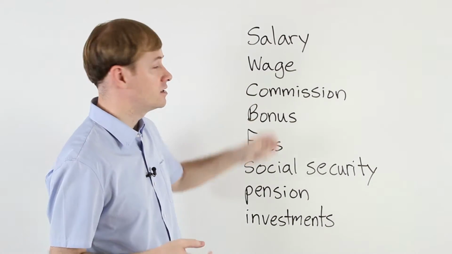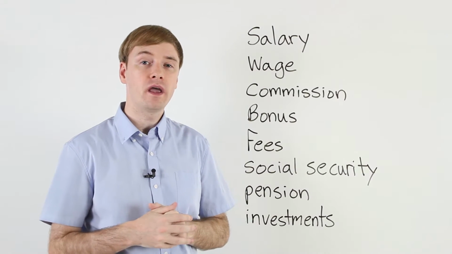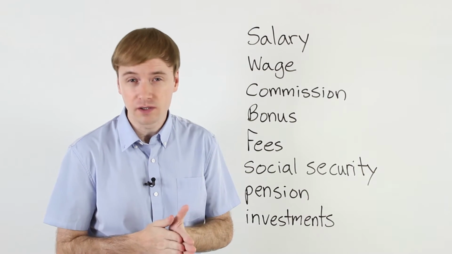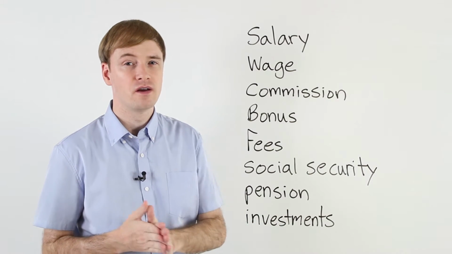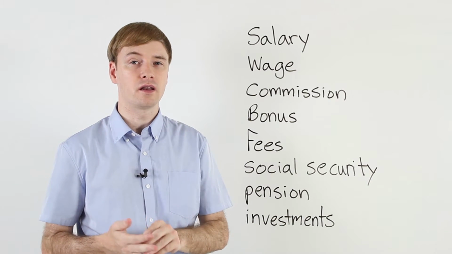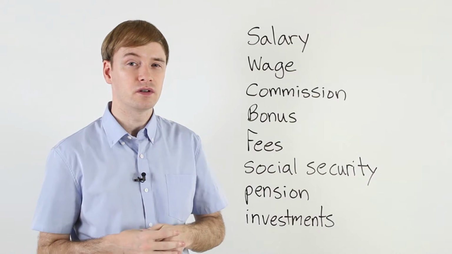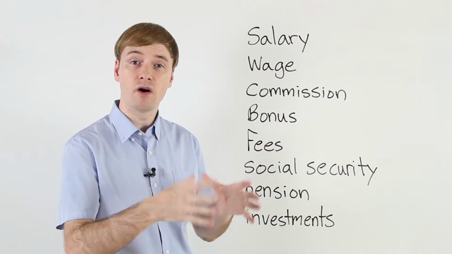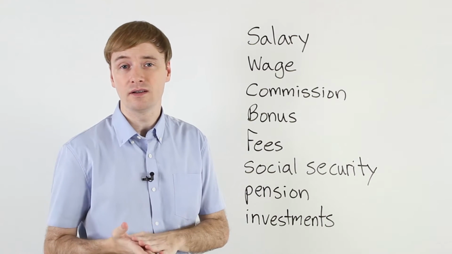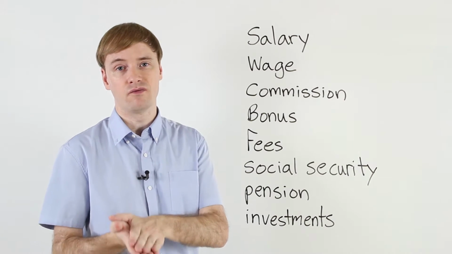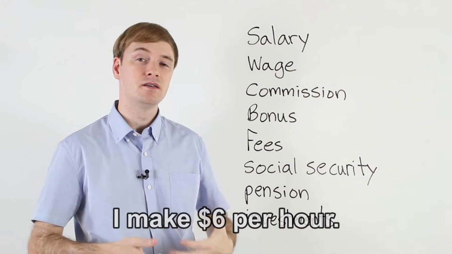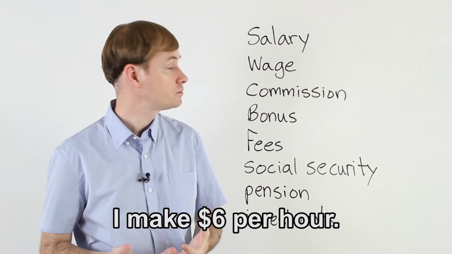The next one is wage. Now a wage is usually for a part-time job. Okay, students work for a wage. For example, if they work at a fast food restaurant, maybe they get a small wage. This is calculated per hour or per day. So for example, I make $6 per hour.